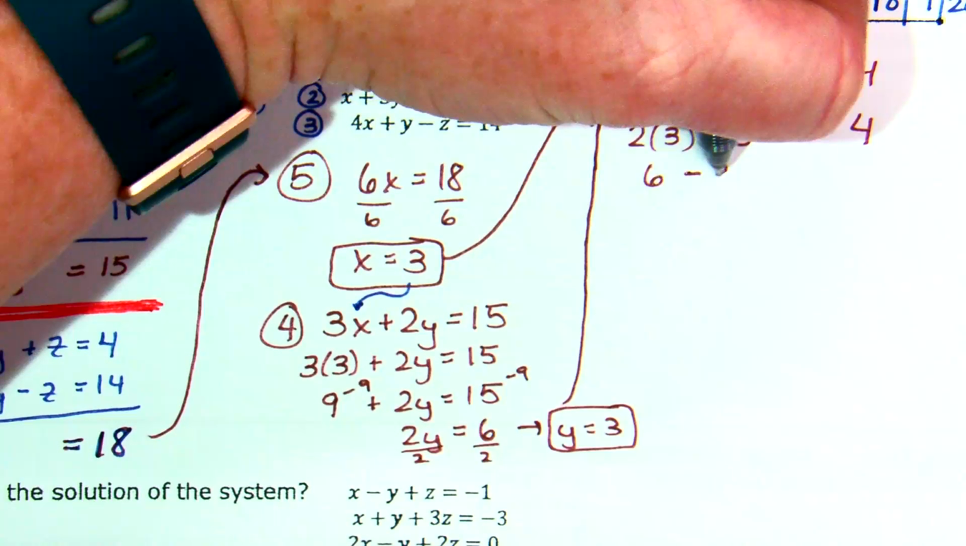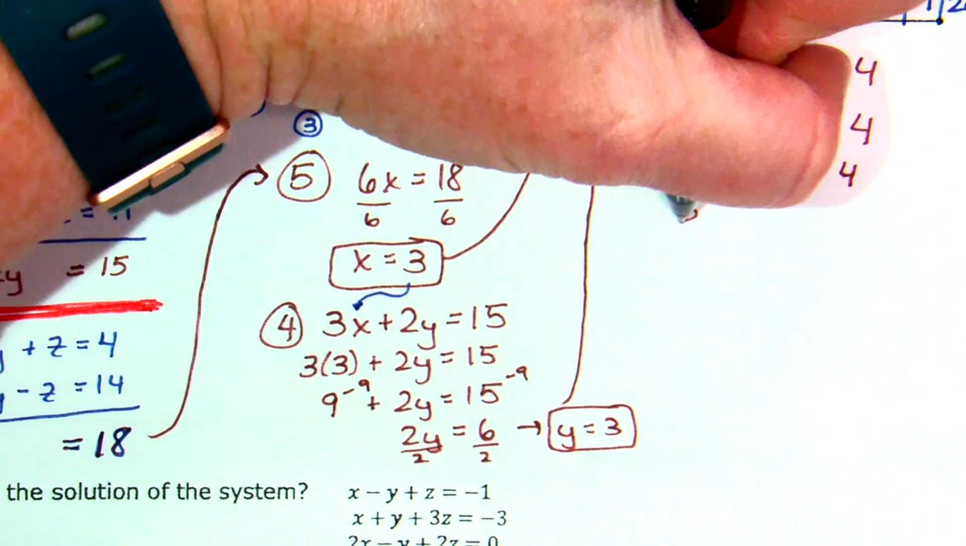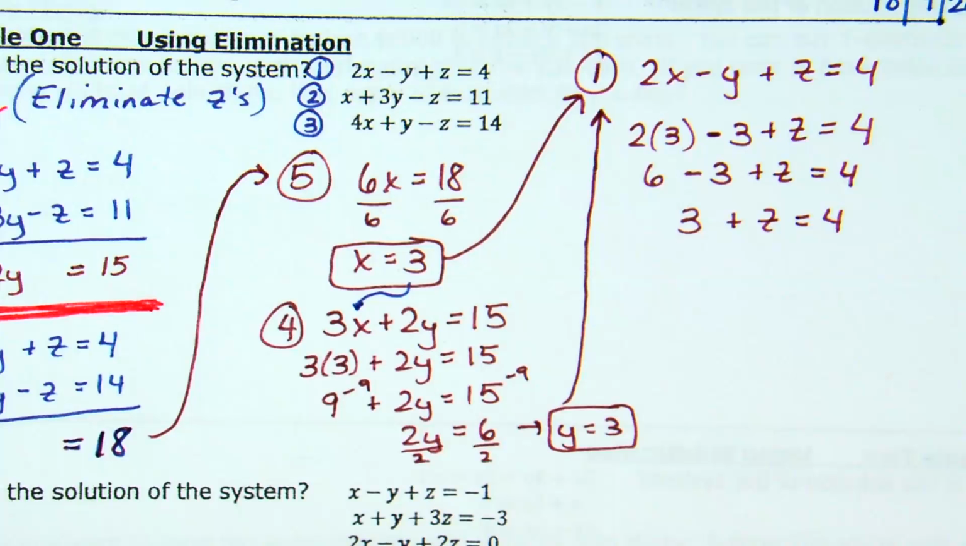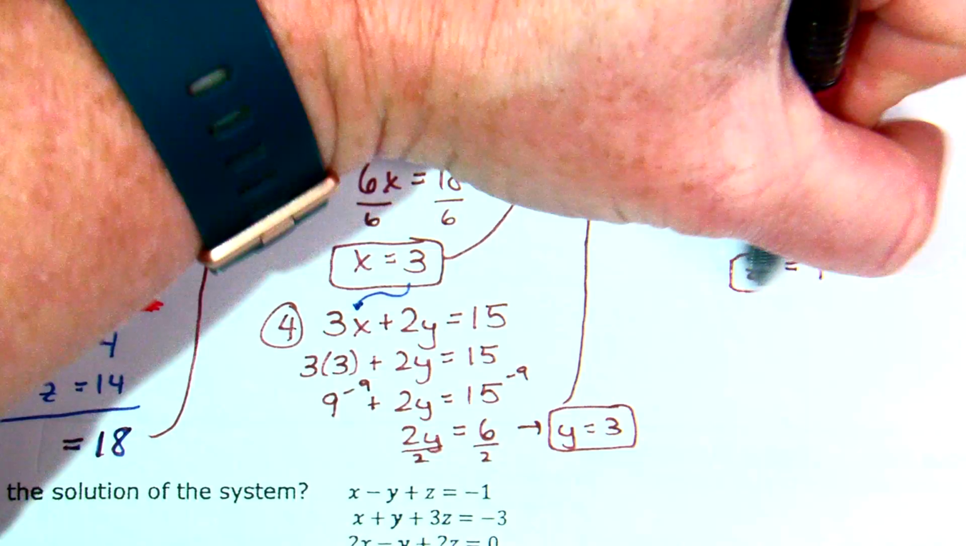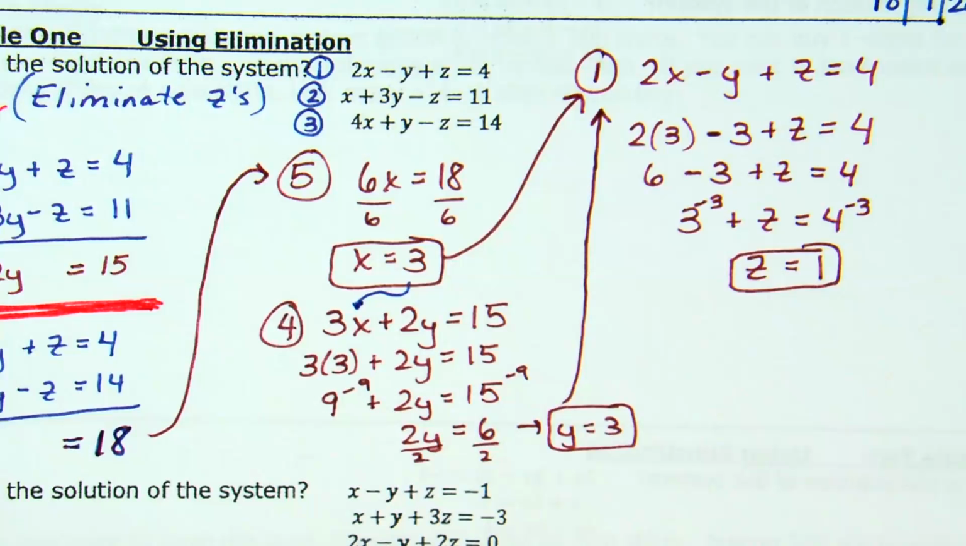Okay, 2 times 3 is 6, minus 3 plus z equals 4. 6 minus 3? 3 plus z equals 4. And subtract 3. And z is 1. Did anyone try a different equation and get the right answer? Or did everyone just want to be the same on this one? I felt like I was just doing the same.